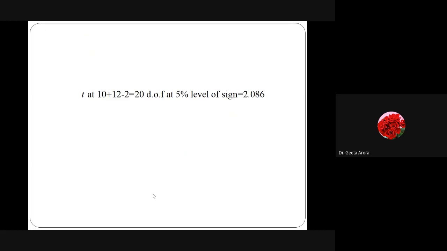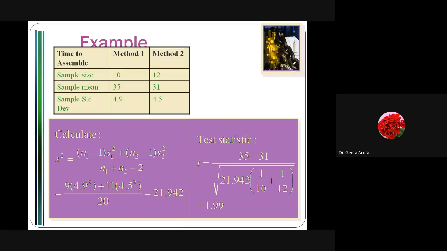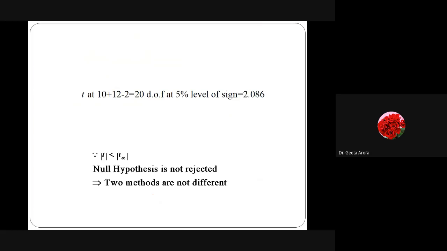So the standard value is 2.086, and what we are getting is 1.99. Again, this calculated value is less than the standard value, so the decision is do not reject the null hypothesis. It means the two methods are not different, or we can say there is no significant difference. This is how we write the statement in a proper statistical way: there is no significant difference in the training procedure of the two methods, or the time taken by the two methods in assembling a device.